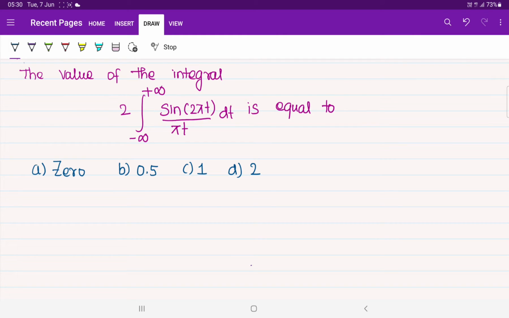So in this series we are learning how to solve various functions under single integral. So let us look into one more question.